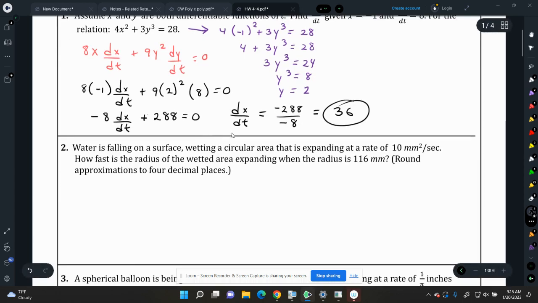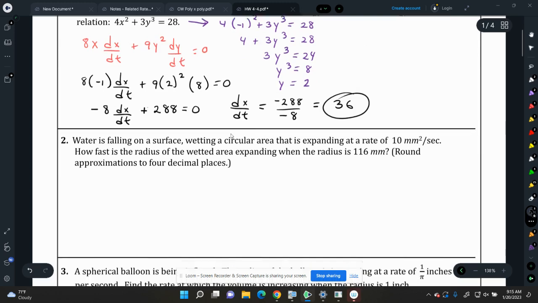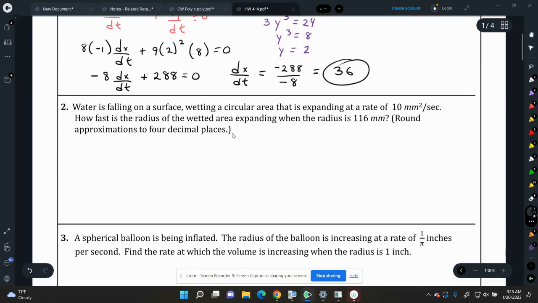So that was pretty straightforward, right? All right, water is falling on a surface, wetting a circular area that is expanding at a rate of 10 square millimeters per second. How fast is the radius of the wetted area expanding when the radius is 116? Okay, so first we have to come up with a formula. We're talking about a circular area, so area equals pi r squared.